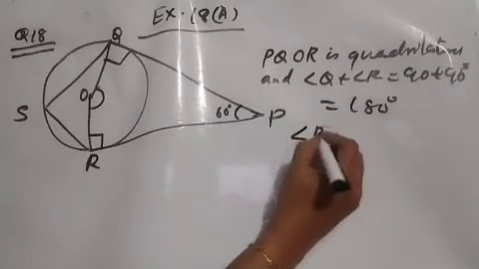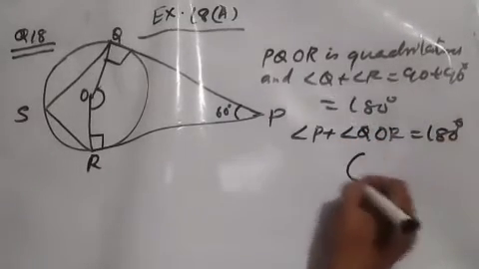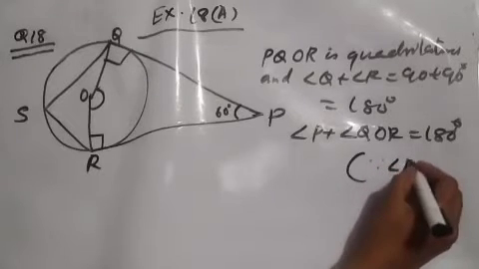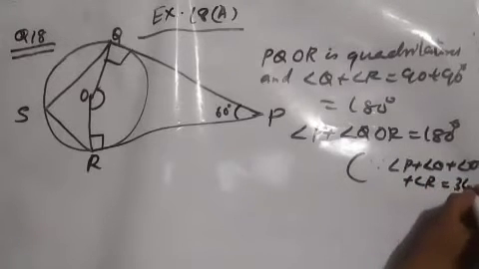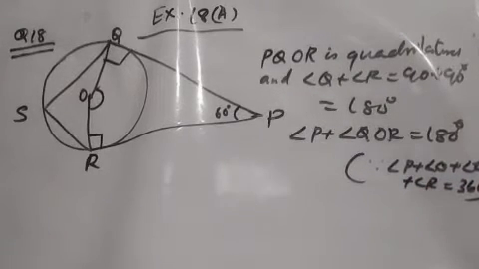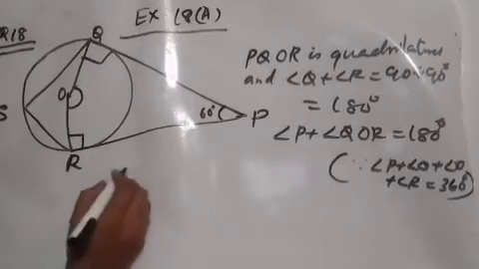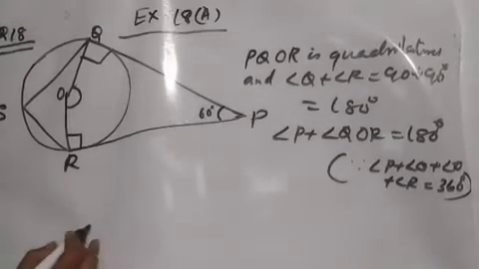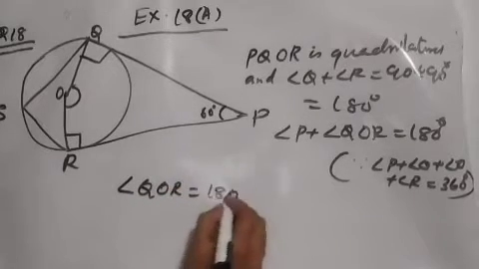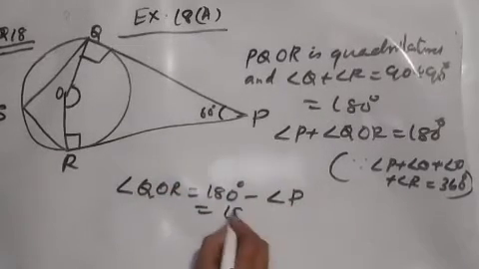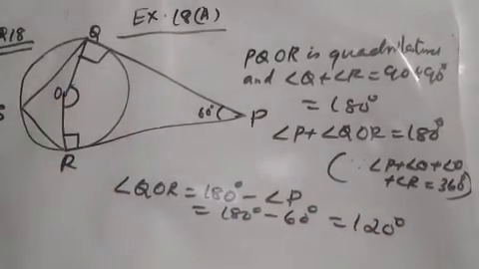What about the remaining sum? Yes, angle P plus angle O, that means QOR, is 180 degrees. Reason? Since angle P plus angle Q plus angle O plus angle R in a quadrilateral is always 360 degrees. 180 degrees already we have, so the remaining sum also 180 degrees. Now angle P is 60 degrees. Then what is angle QOR? Yes, 180 degrees minus angle P, 180 degrees minus 60 degrees, 120 degrees. This is 120.